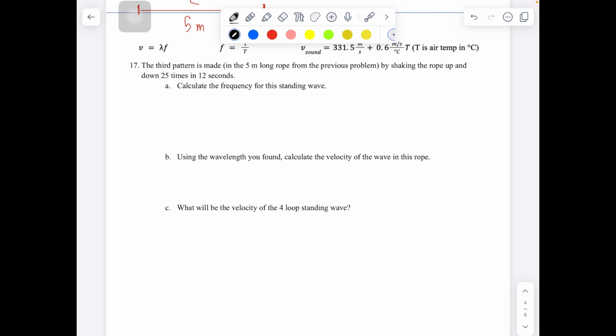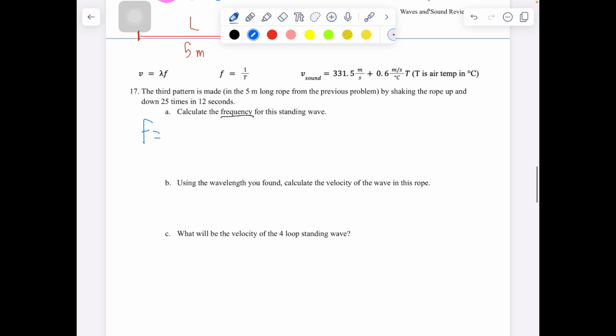Let's move on to page 4. The third pattern is made in the 5-meter long rope from the previous problem by shaking the rope up and down 25 times in 12 seconds. Calculate the frequency for this standing wave. Well, frequency, lucky for us, we know this equation.